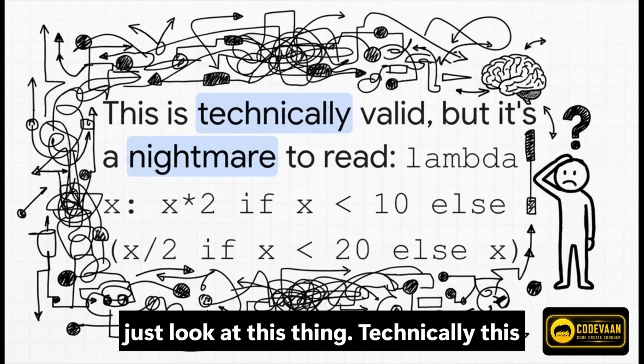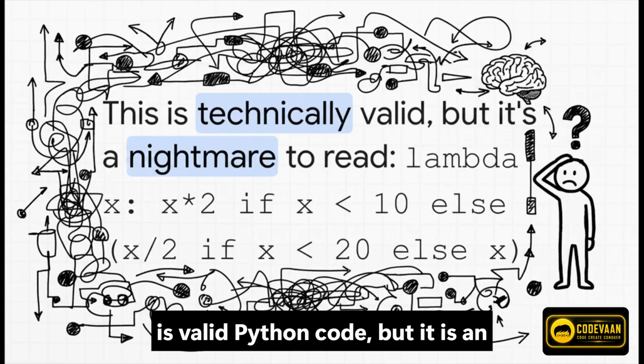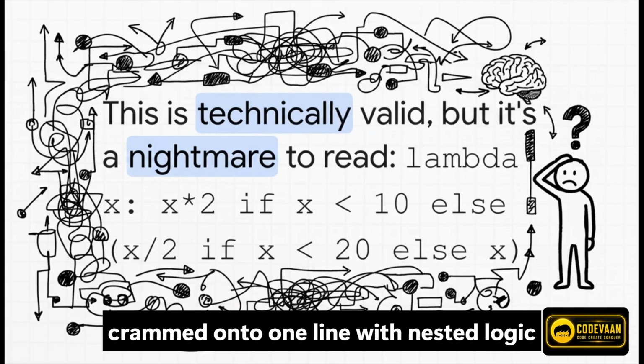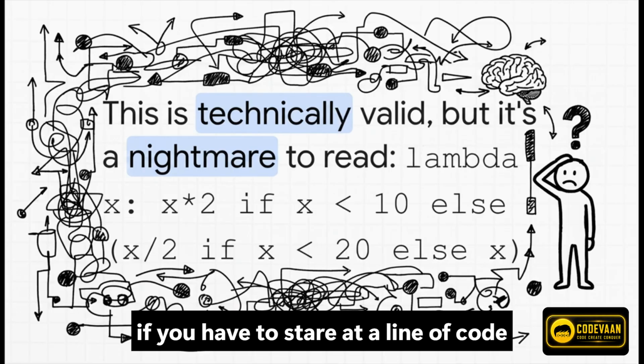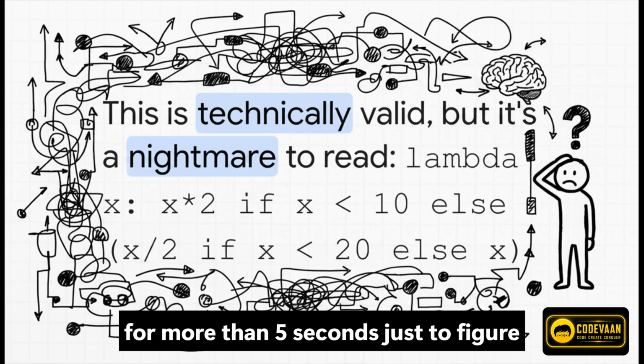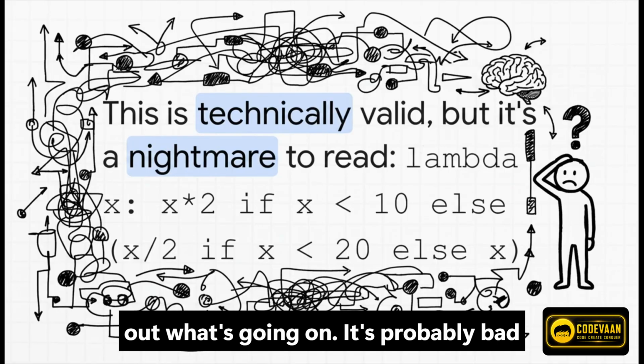I mean, just look at this thing. Technically, this is valid Python code, but it is an absolute nightmare to read. It's all crammed onto one line with nested logic. If you have to stare at a line of code for more than 5 seconds just to figure out what's going on, it's probably bad code.